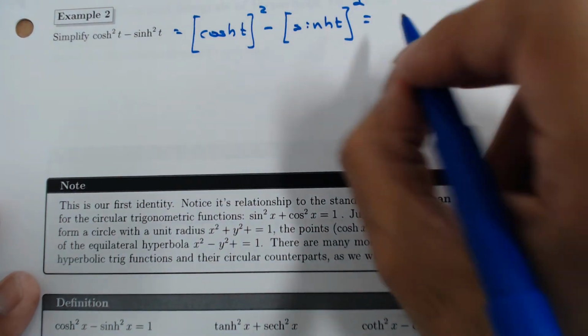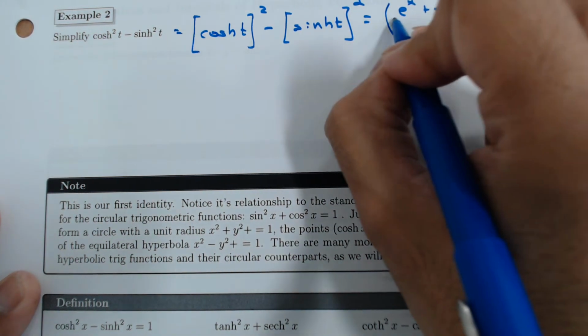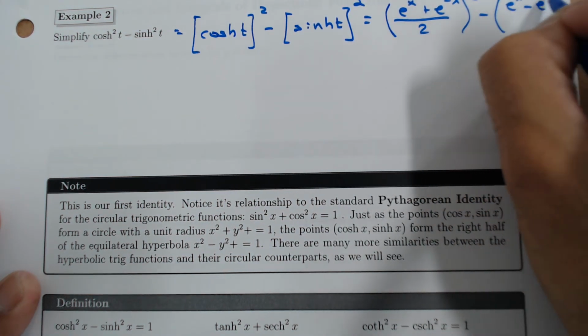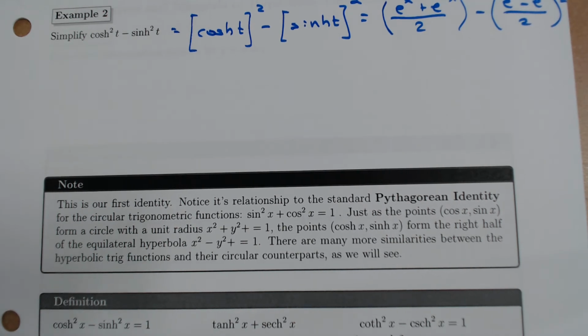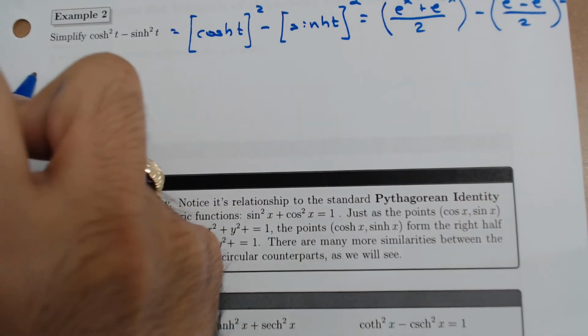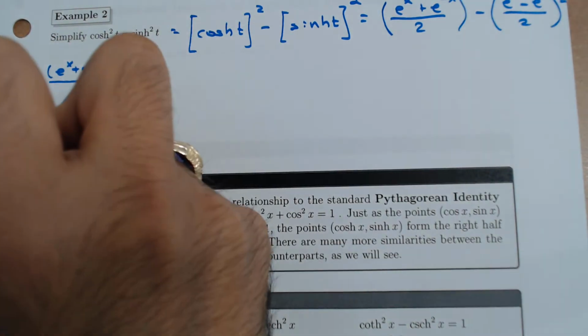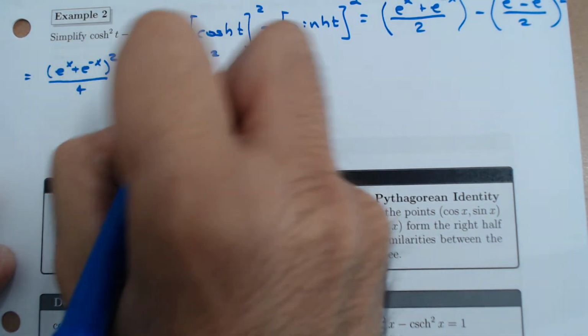So in this case, what do we have? e to the x plus e to the negative x, which is the definition of cosh, the whole quantity squared, and then minus e to the x minus e to the negative x, which is the definition of sinh, the whole thing squared. All right? So here's the thing. There are a few ways to square those quantities. Well, number one, let's square the numerator and then square the denominator. So when we square the numerator, let's just leave it e to the x plus e to the negative x to the second power. 2 squared equals 4, minus e to the x plus e to the negative x squared over 4.